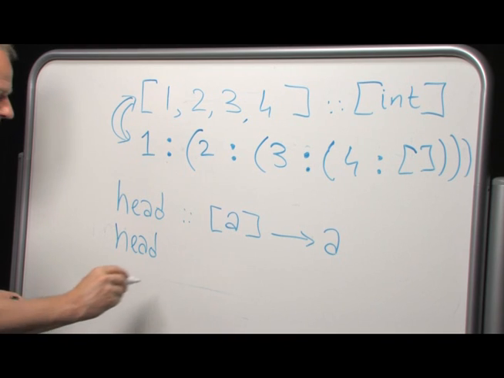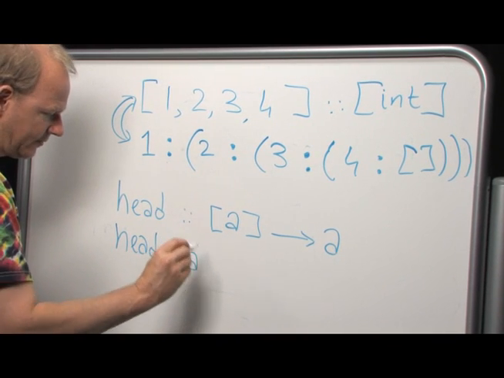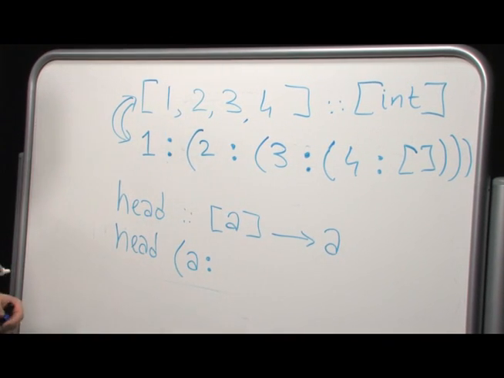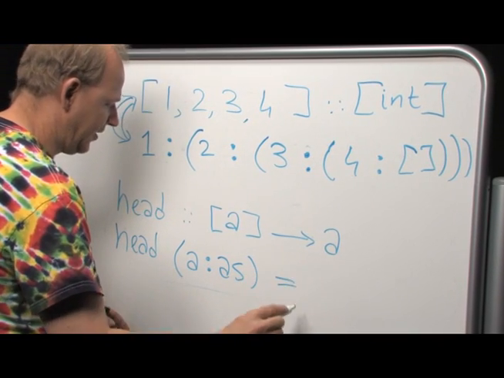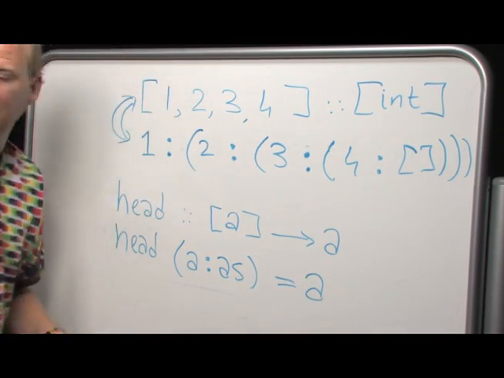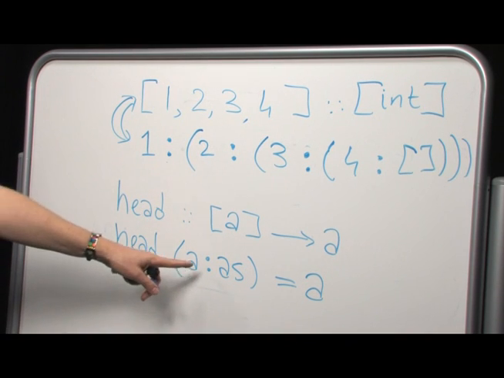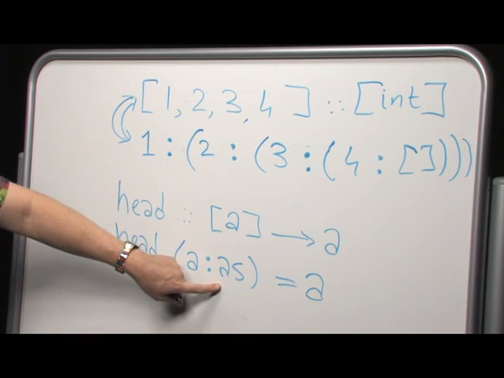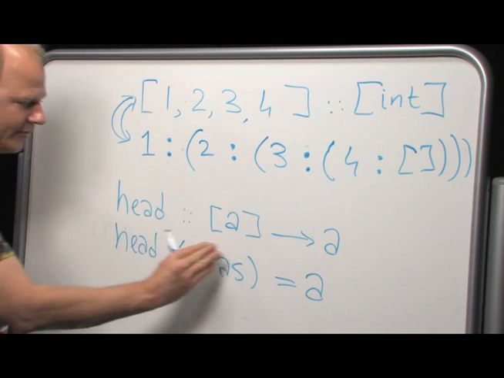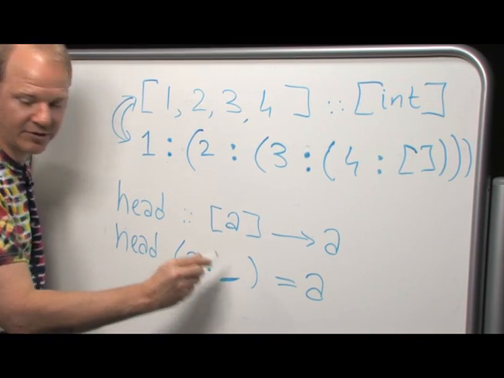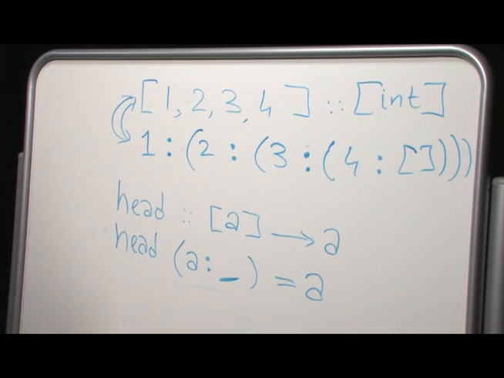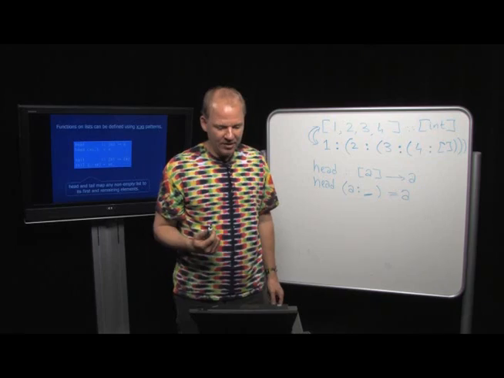If I have to take the head of a list that has a value A on top of another list, well, then I return A. And since we're not using that rest of the list here on the right hand side, you can be cheap and say we're not giving that a name. All right?